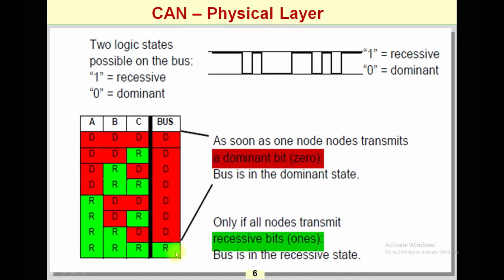If the bus is 1, it is called recessive, which means the bus is idle. The bus is not being used by any of the controllers connected to the CAN bus. If the bus is dominant, it means one of the controllers connected to the CAN bus is utilizing the bus. Something like that we need to understand.